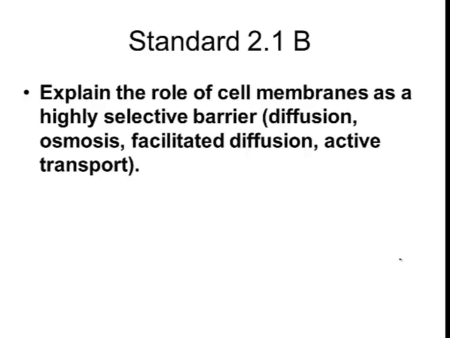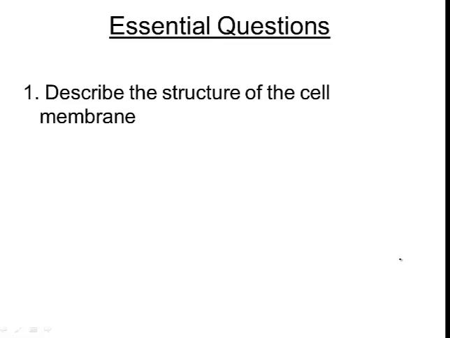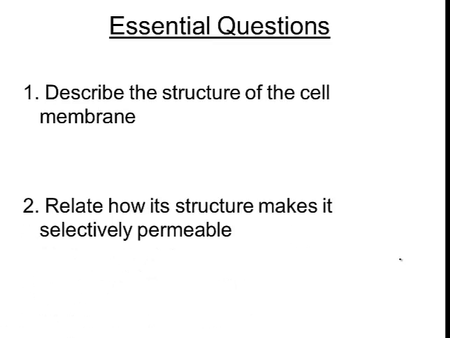Okay, so we'll explain the role of the cell membrane as being a highly selective barrier to different things that can get in and out of the cell, and we'll talk specifically about types of transport, like the types of diffusion, osmosis, and the various types of active transport. So you'll be able to describe the structure of the cell membrane. That's what this podcast is going to concentrate on, and then in the next few we will take a look at the different types of transport.